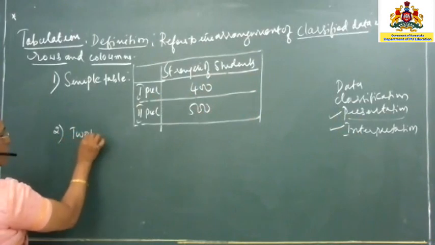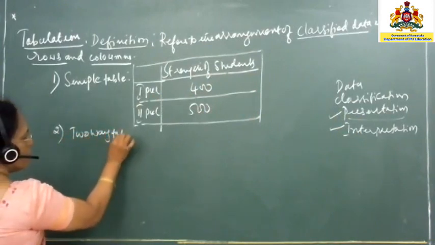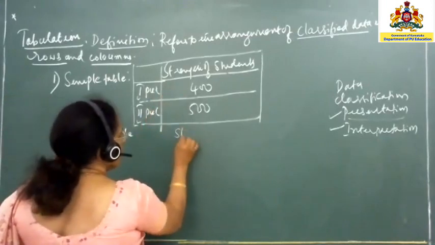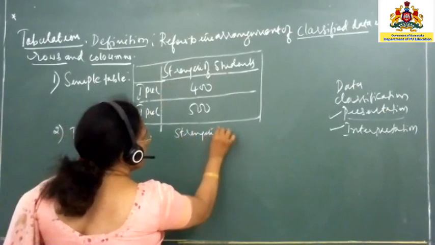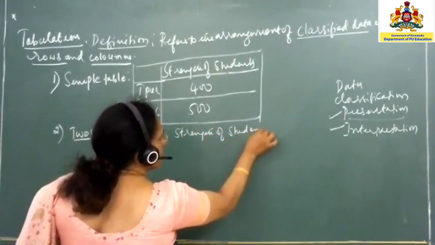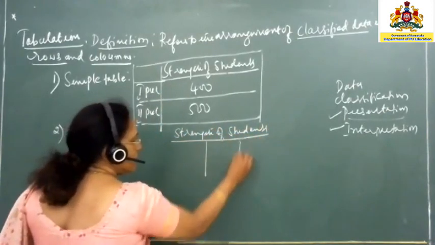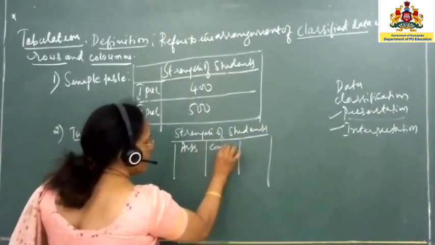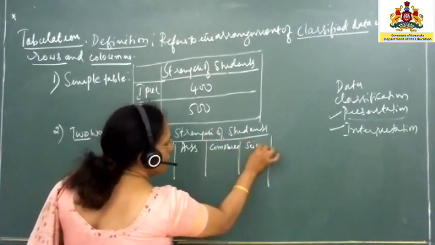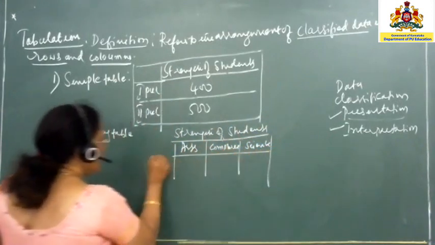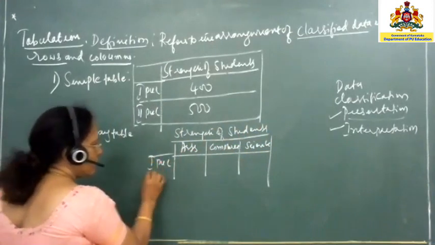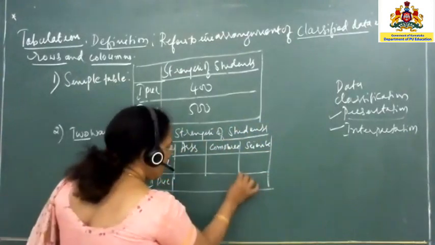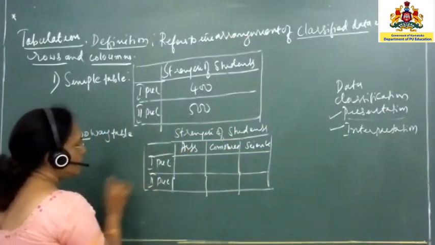Now coming to the second one. This is called a two-way table. Two-way means there will be two characteristics. Now I can rewrite the same thing like this: strength of students in three different faculties. You can have arts, commerce, and science. Other than that, you can have your same classes, one is first PUC and another one is second PUC.